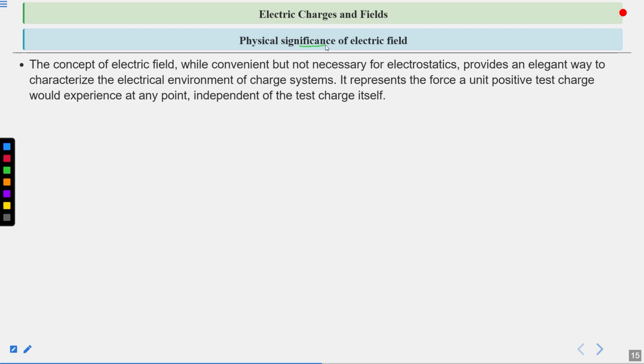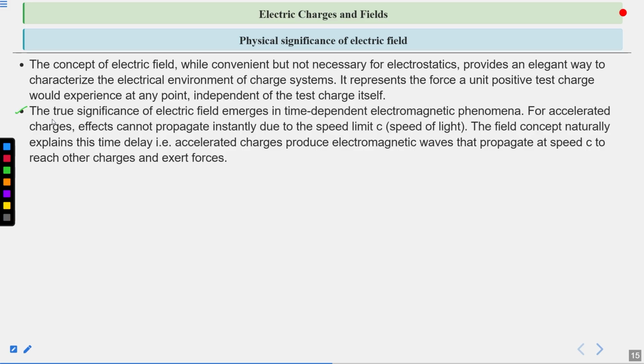Physical significance of electric field. First, the concept of electric field, while convenient but not necessary for electrostatics, provides an elegant way to characterize the electrical environment of charge systems. It represents the force a unit positive test charge would experience at any point, and it is independent of the test charge itself. This is an important point. E is independent of the test charge itself.